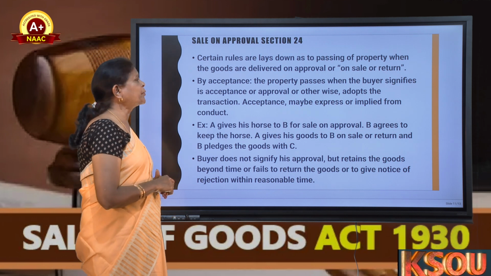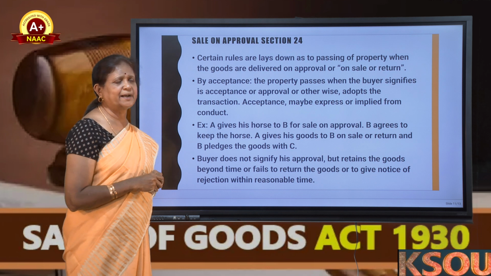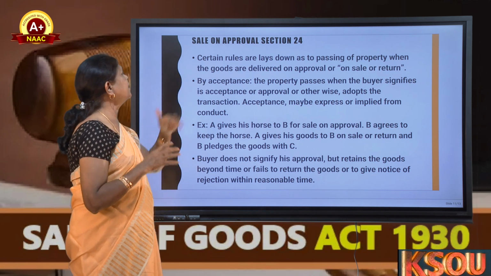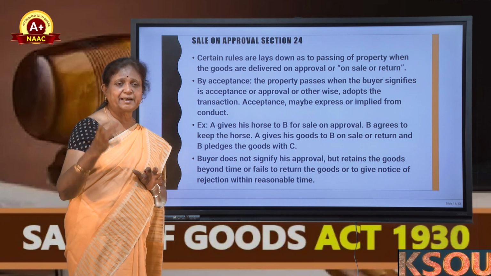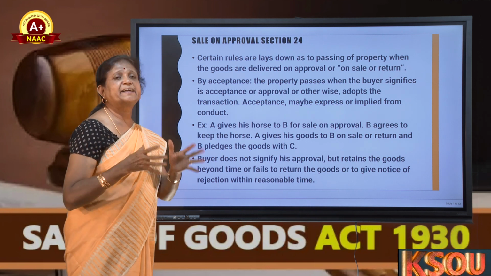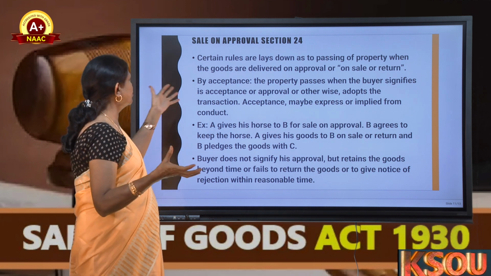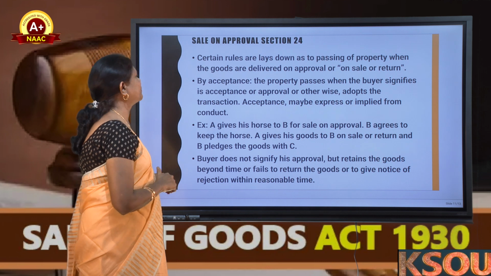And sale on approval is also possible. Passing of proprietary right can also be made by sale on approval. Approval means giving consent that he has accepted the goods or he is ready to accept the goods. That is called a sale on approval. So, certain rules are laid down for passing of the property.